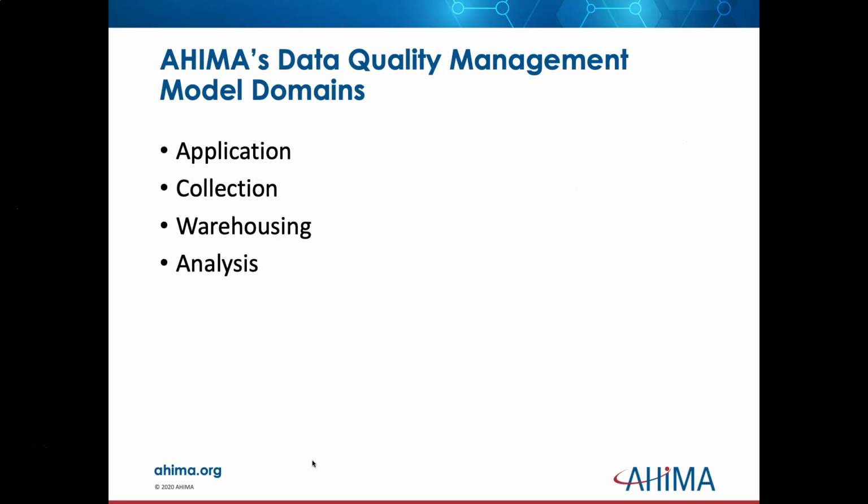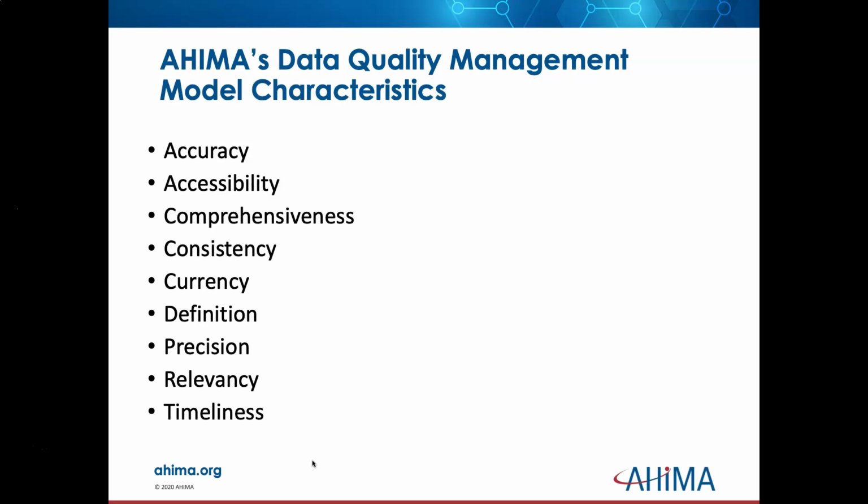And then AHIMA has data quality management model domains, and there are 4 of those, and they're listed here. And again, you can look at this in your book, as well as go online to AHIMA's website and take a look at the information they have about this there. And here are the model characteristics of what you want your data quality management to be.